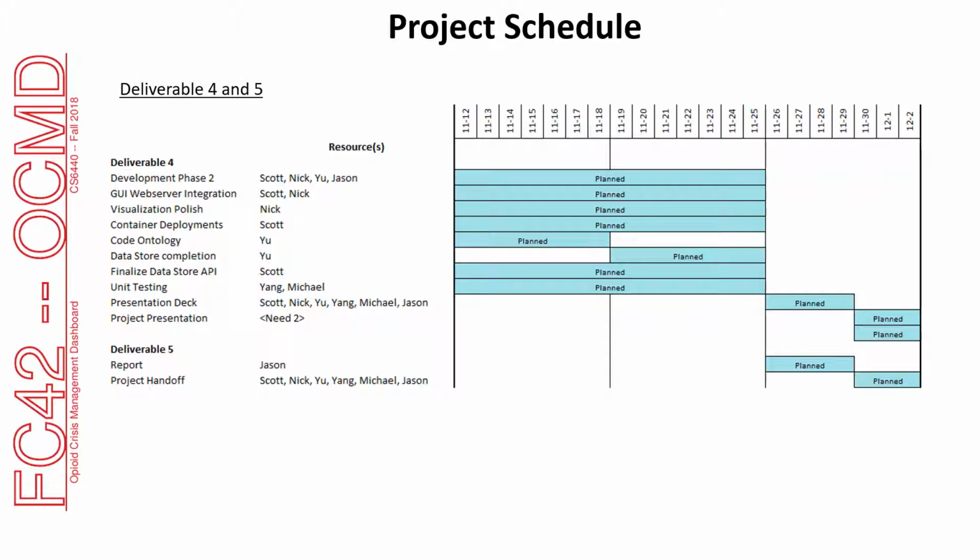The remaining GUI and backend work is planned to be completed 2 weeks into the next deliverable, while remaining data store work will be completed in phases as the ontology for codes is a higher priority. Unit testing will be done concurrently on various parts of the project.